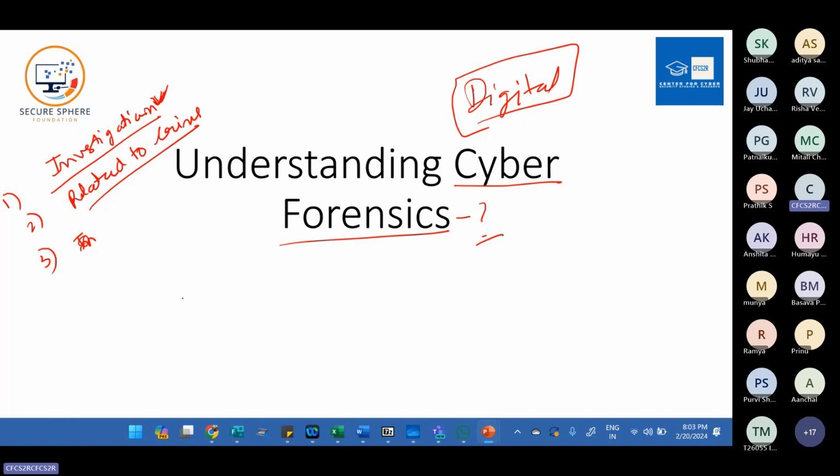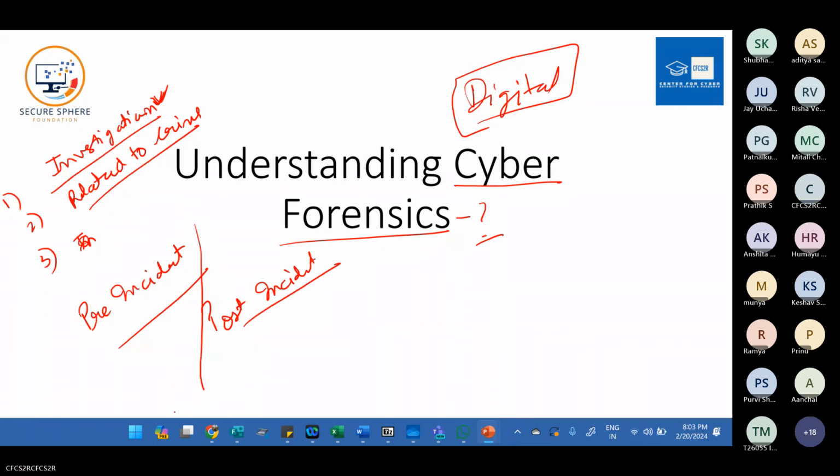Okay, so just tell me one more thing, then I will start with my session. There is a word pre-incident and another word post-incident. So what is the basic difference between pre-incident and post-incident? The investigation which happened before the incident maybe is pre-incident, and the investigation which happened after the incident has occurred can be post-incident. Perfect. So if I want to put forensics, where should I put it, pre-incident or post-incident? Post-incident. Very good.